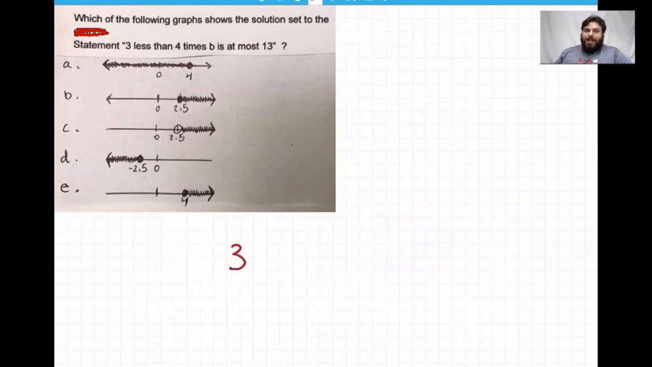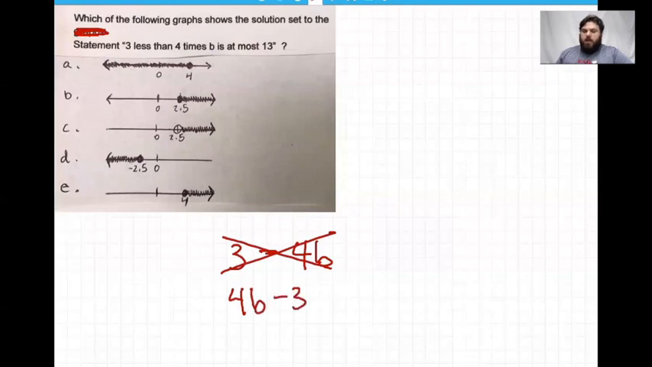3 less than 4 times b is at most 13. 3 less than 4 times b is not written this way. When you have 3 less than something, you have to take away 3 from it. So you actually make sure that you do 4b minus 3. Okay, that's the first hard part about this. When you have 3 less than something, you take away 3 from it.